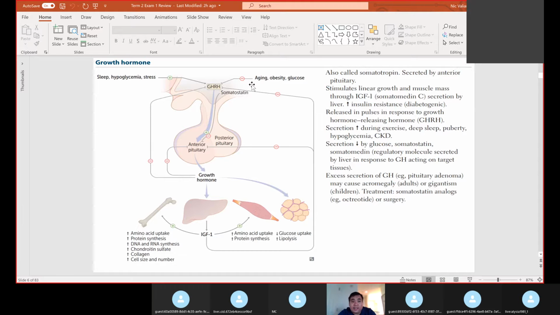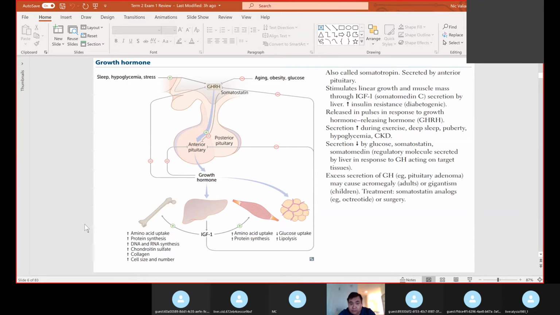So, when you have aging, obesity, or glucose, right, what happens to GHRH? You have decreased production of your growth hormone. But in times of sleep, hypoglycemic episodes, or in times of stress, you have an increased stimulation of your GHRH, which increases the production of growth hormone from your anterior pituitary. High yield, you need to know all of these.